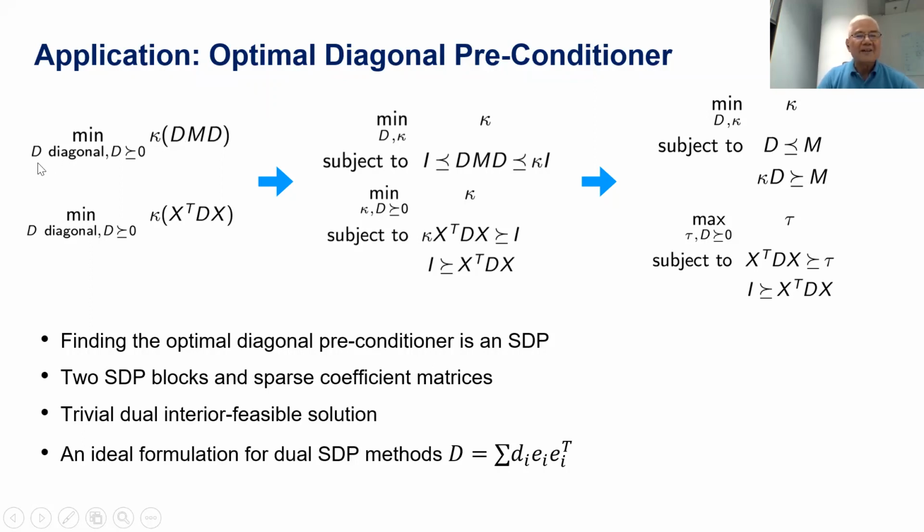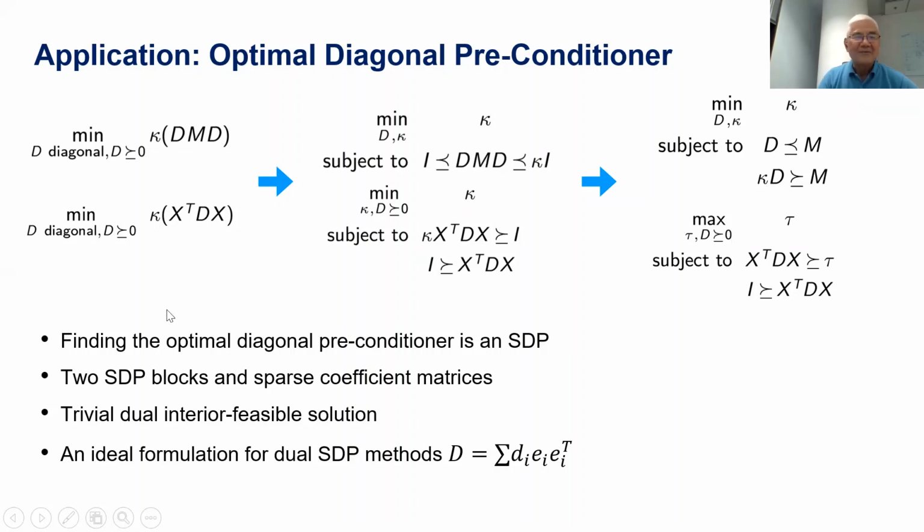you're basically finding a D, which is the diagonal. Positive semidefinite, positive because you want a D where each entry is non-negative. This problem is equivalent to these problems: you minimize kappa, such that DMD is greater than or equal to the identity matrix, and then this matrix is less than kappa times I. Then you minimize kappa. Now you can simply formulate it as a single SDP.